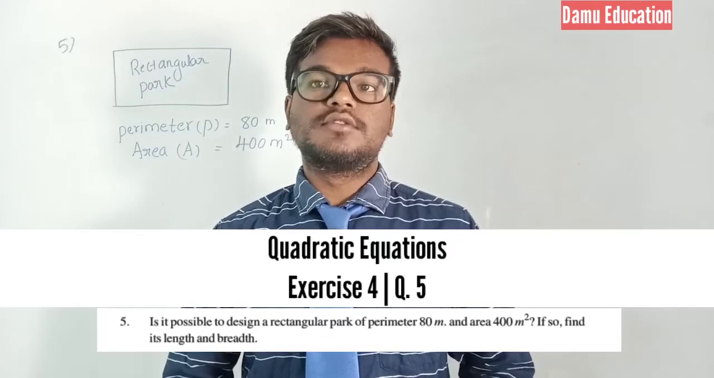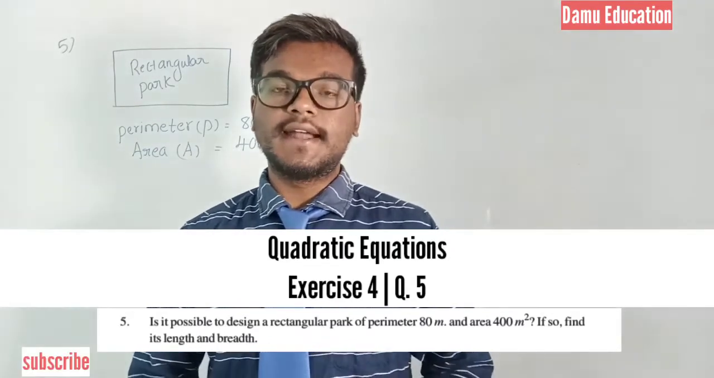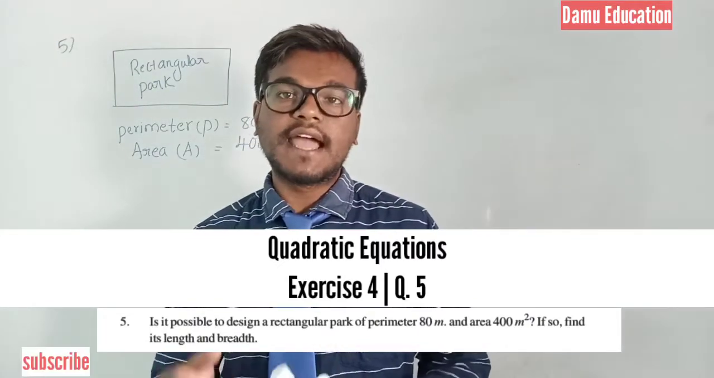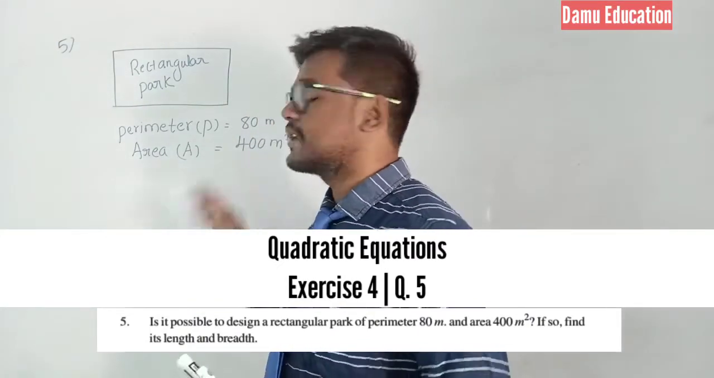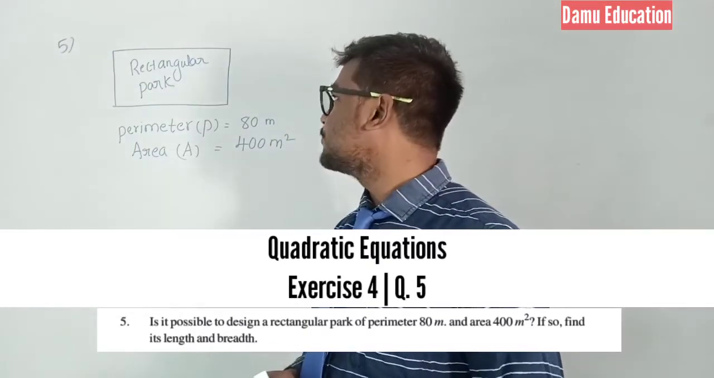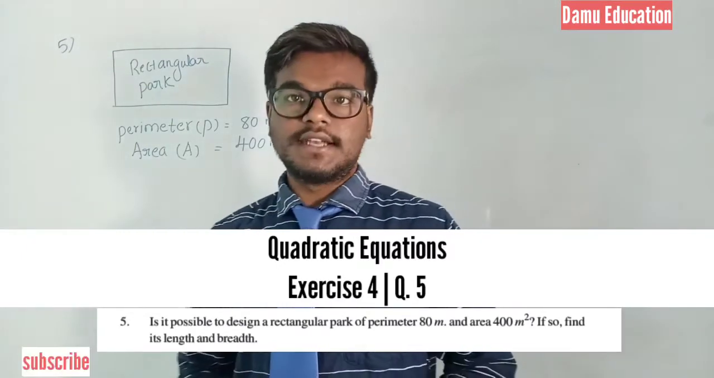So in this session, we're going to discuss our fifth question. Is it possible to construct a rectangular park with the given dimensions, that the perimeter is equal to 80 meters and the area is equal to 400 square meters? So we need to find its length and breadth.